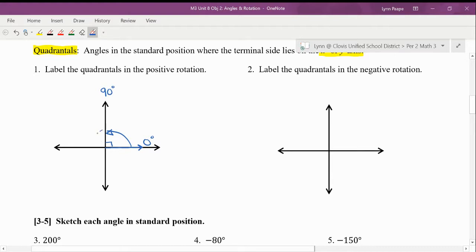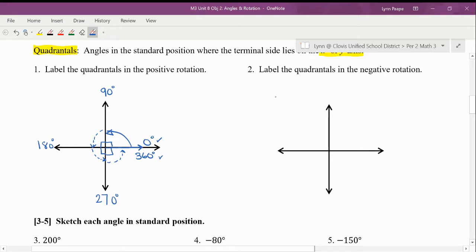Then we continue that rotation another 90 degrees, which puts us at 180 degrees. We rotate to the next quadrantal, another 90 degrees, and that puts us at 270. Then we rotate again, another 90 degrees, and that puts us at 360. I put the 0 on top of the positive x and the 360 on the bottom because I'm starting at 0 going upwards and ending at 360 at the bottom. So 0 and 360 are in the same position for initial and terminal; it's just the amount of rotation that is different.